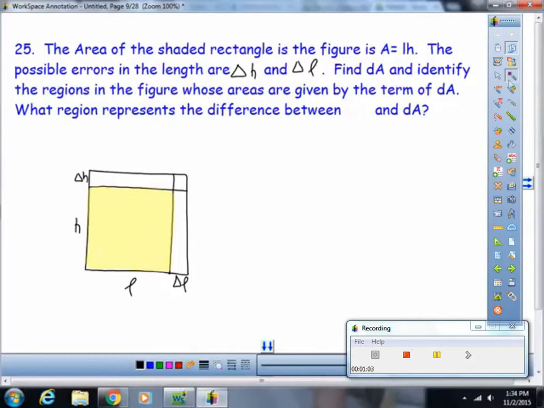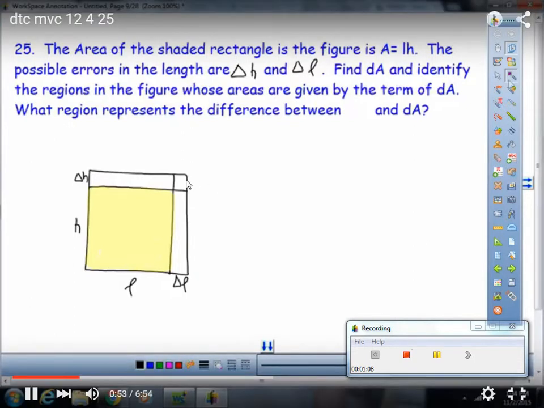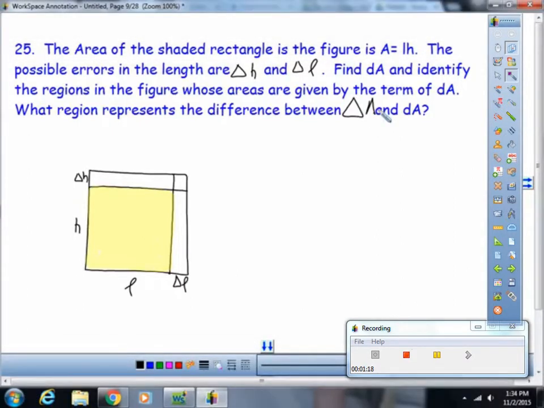Well, delta A, just geometrically, is going to be this white section. It's the change in area. It's the big rectangle minus the small rectangle. To find delta A, we would take the big rectangle, take its area, and subtract out the yellow rectangle's area. So we're going to have to do some foiling to do that. So delta A is going to represent our error.